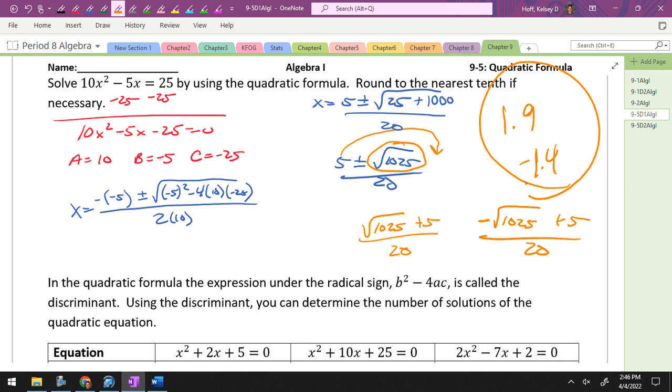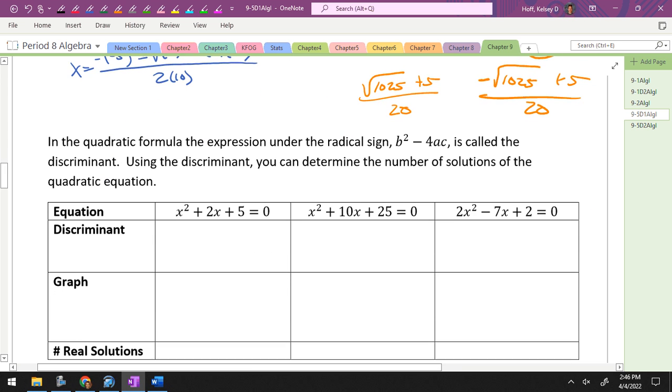Other than not having the quadratic formula memorized, any questions? You have to memorize it. You are going to hum that song, and I'm going to make you sing it every single day. Okay? Now, there's a second piece.